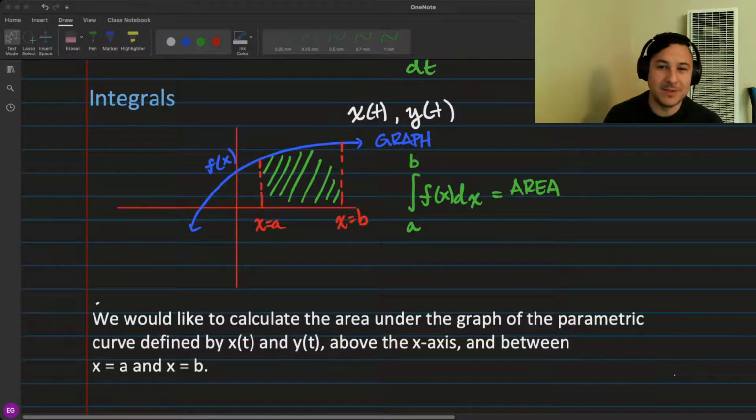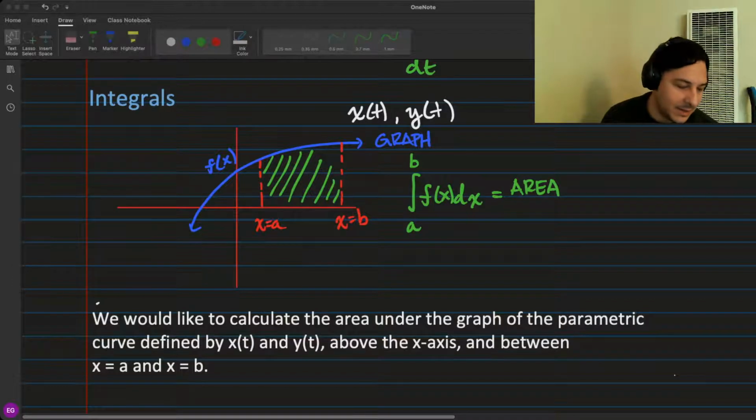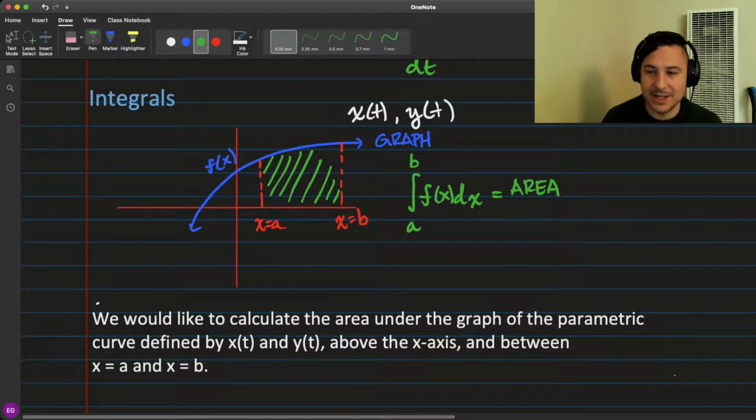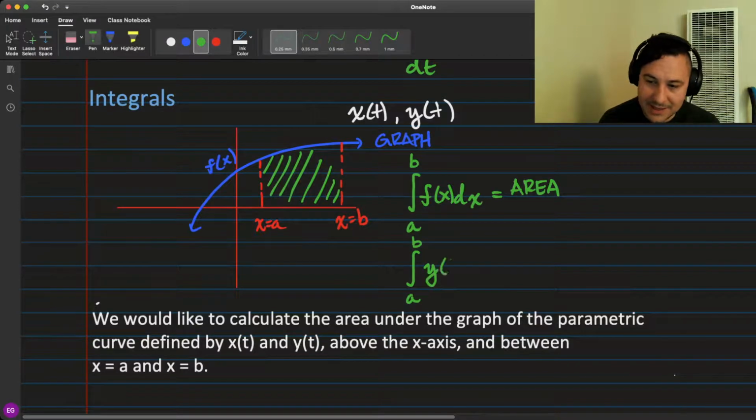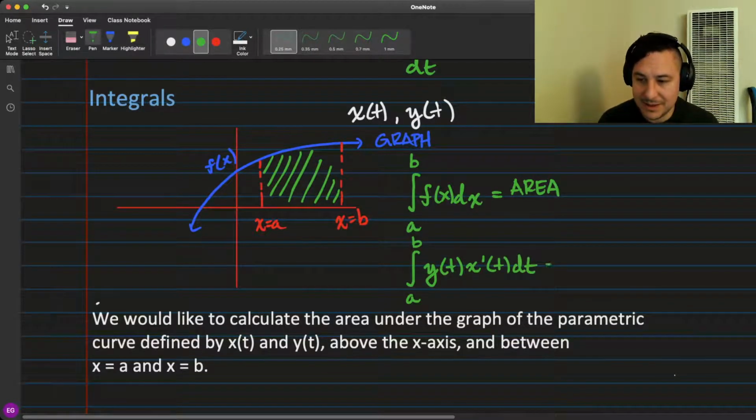Okay, now what's more complicated for us is we don't have some simple f of x. We have parametric equations now. And it's actually not that hard to do this. So if you're dealing with parametric curves, you're still going to integrate from a to b. And what you're going to integrate is y of t times x prime t dt. That's how you get the area under the curve.